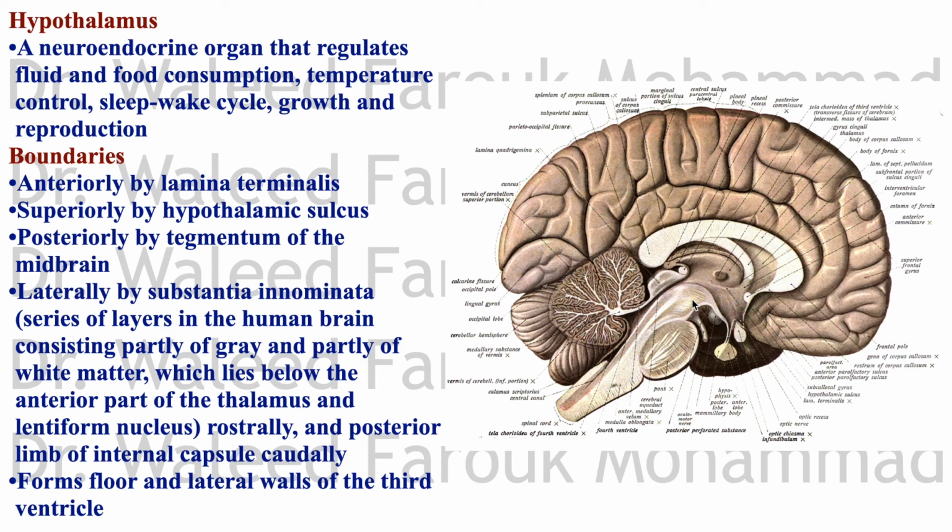It's a series of layers of gray and white matters that lie below the anterior part of the thalamus and lentiform nucleus. This substantia innominata is rostral, and the posterior limb of the internal capsule is caudal. So the hypothalamus, as we mentioned before, forms the floor and lateral walls of the third ventricle. And we studied this in details with the ventricles of the brain.